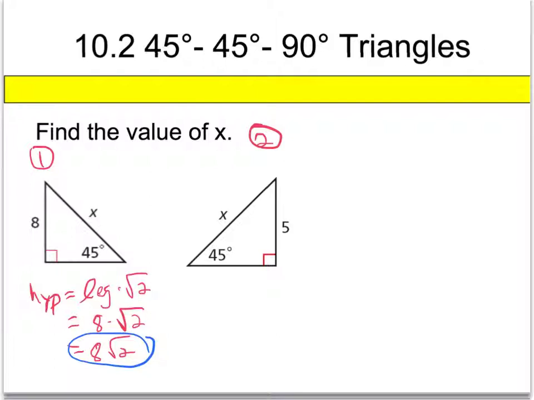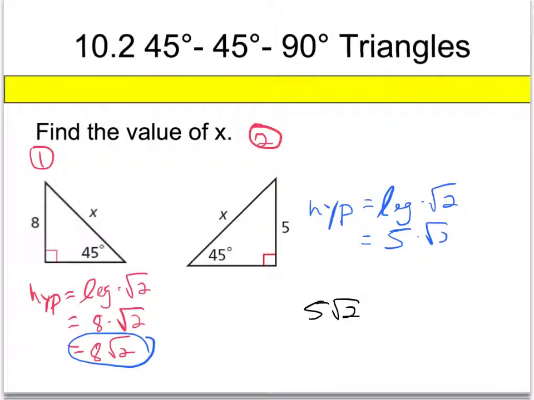Second one, same idea. What do you think x is? Yep, x is going to turn out to be 5 times the square root of 2. Again, going back, your hypotenuse is equal to your leg times the square root of 2. Well, plug in your leg, which is 5, and multiply it by the square root of 2. And we can leave that as it is. Okay? Questions? Concerns? Otherwise? Alright?